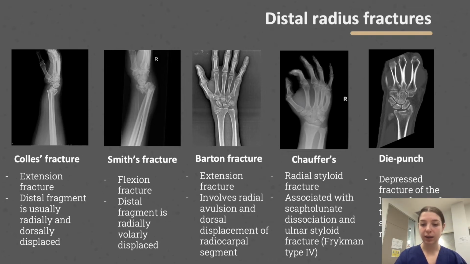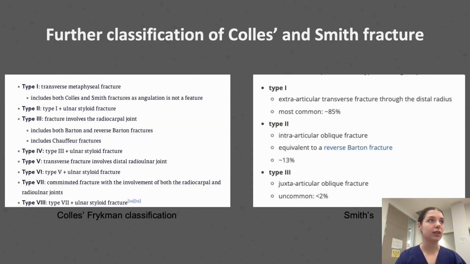Of course, like all other fractures, these fractures can be further classified. So I've included the further classifications of the Colles and Smith's fractures. This was the type 4 fracture that is also a Chauffeur's fracture, a certain type of Chauffeur's fracture as well. So you can read them in your own time if you're interested.